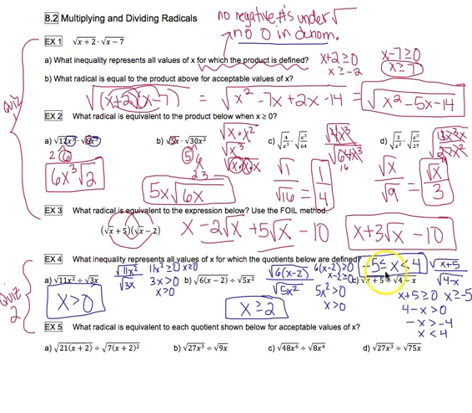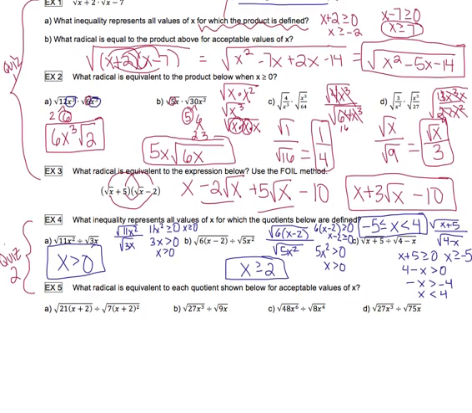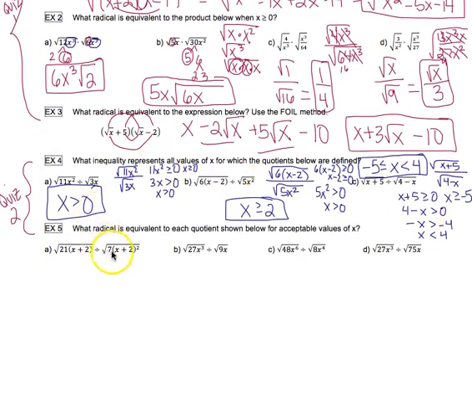So we can only have x between those values if we want it to not violate one of these major rules. All right, so last one is actually simplifying quotients.